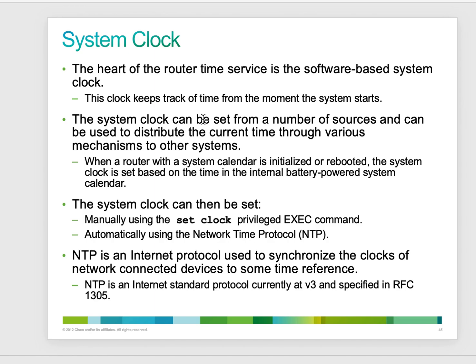Now, when a router with a system calendar is initialized or rebooted, the system clock is set based on the time in the internal battery-powered system calendar. The system clock can be set either manually, where you set the clock in the privileged exec command line, or automatically using what we call the Network Time Protocol. Most of the time we use the automatic method using the Network Time Protocol.